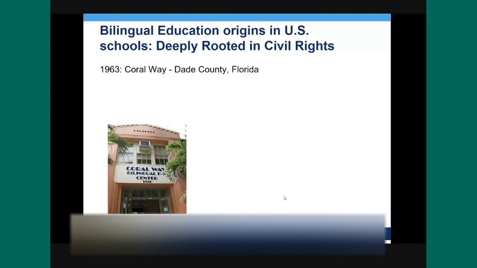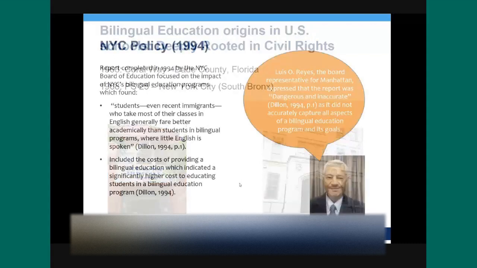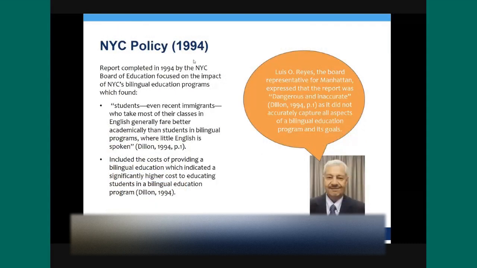We see in 1963 in Dade, Florida, was the first formally recognized bilingual education school. In New York City, our first bilingual education program opened in the South Bronx at PS 25 in 1968. And then, jumping ahead from that time to 1984, we see that we still continue to have limited access to our bilingual education programs. But where students have been able to participate in bilingual education programs, we see that they're doing far better academically.